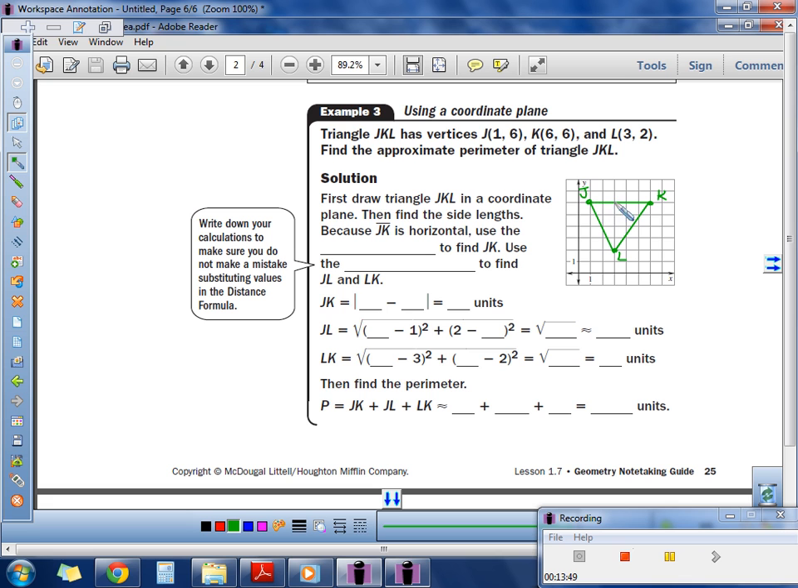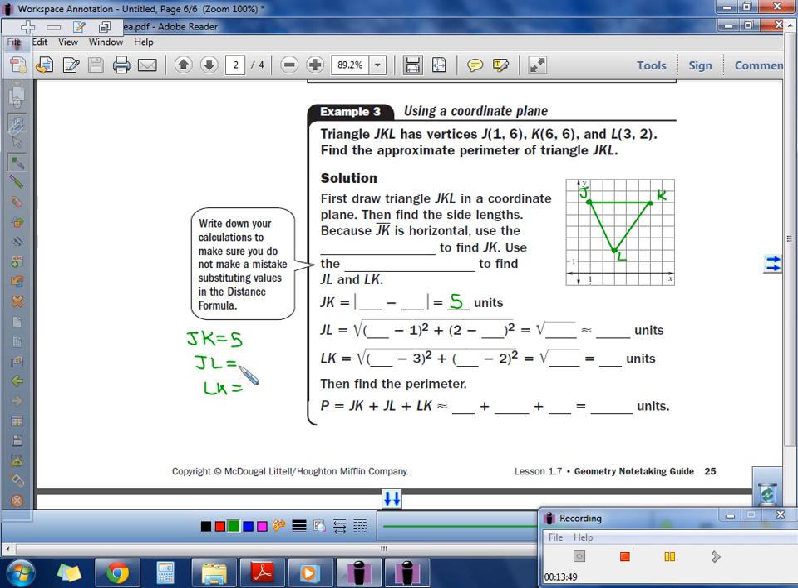1, 2, 3, 4, 5. JK is 5 units long. And I would just write it out to the side. JK is 5. We need to find the other ones, though. We need to find JL and LK also. That way we can do a total perimeter. To do that, we need to find the length. To find the length, we need to practice the distance formula again, just like we did earlier in the chapter.